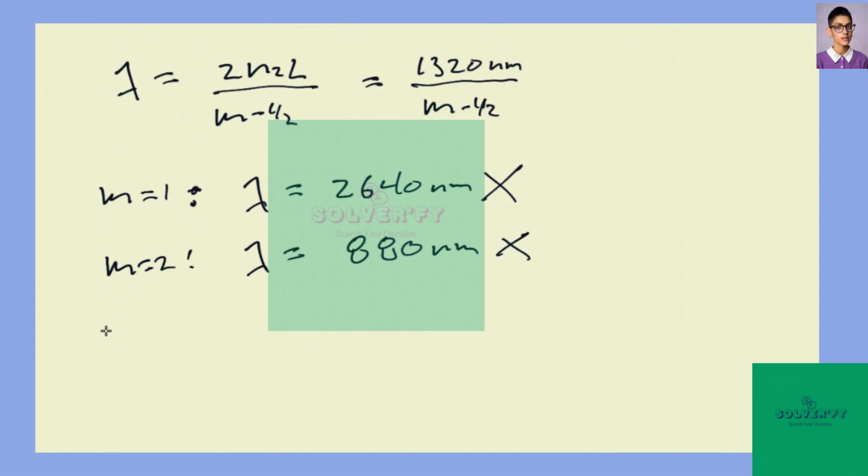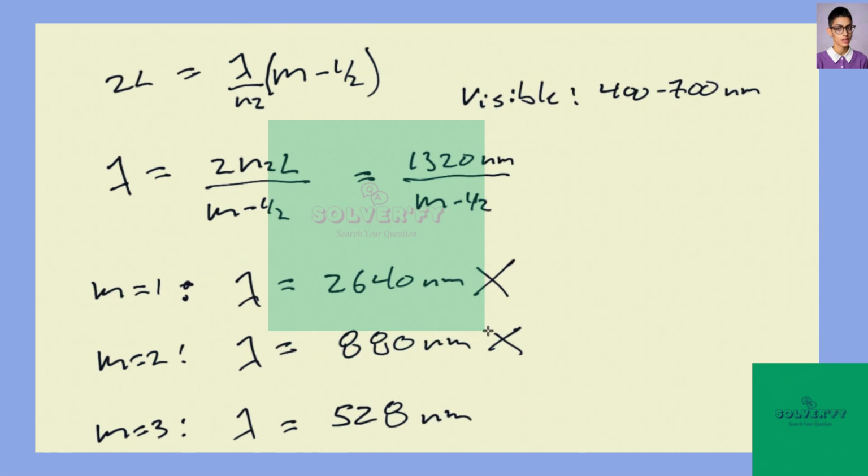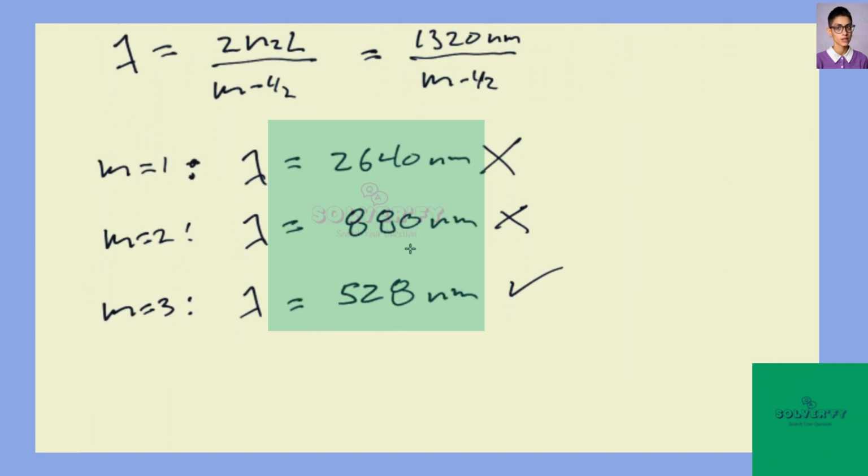So let's try m equals 3. The corresponding wavelength in this case is 528 nanometers, and that is in the visible spectrum between 400 and 700. So that's a solution. And next we'll try m equals 4 to see if that's still in the visible wavelength or if it has left on the other end.